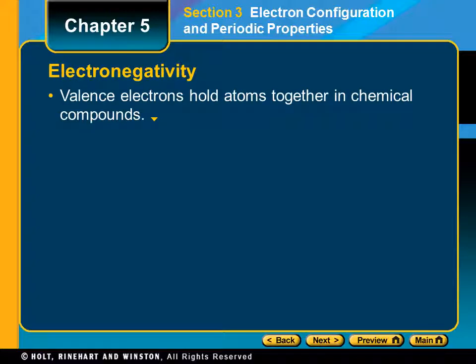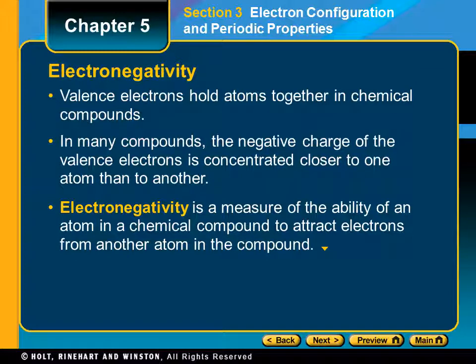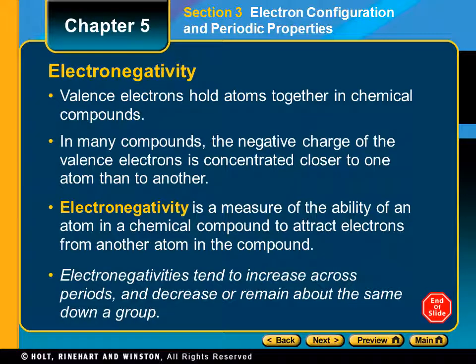Electronegativity has to do with valence electrons holding atoms together in chemical compounds. In many compounds, the negative charge of the valence electrons is concentrated closer to one atom than the other. And this gives electronegativity, which is a measure of the ability of an atom in a chemical compound to attract electrons from another atom in the compound. Electronegativities tend to increase across periods and decrease or remain about the same down a group.